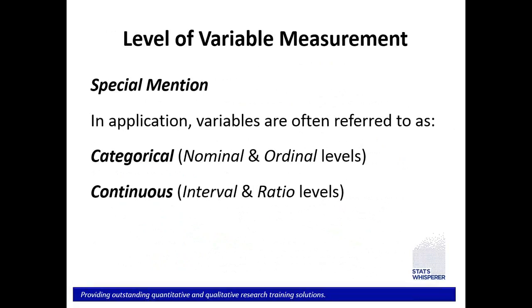Now, another special mention. In real-world research, variables are often called categorical or continuous. They're called categorical when the level of measurement is nominal or ordinal. They're in categories, whether it's ranked or not, they'll just say categorical variable. And they'll call the interval or ratio levels just a continuous variable. So you'll hear these terms a lot too in our program, categorical and continuous, just sort of an abbreviation for these 4 terms.